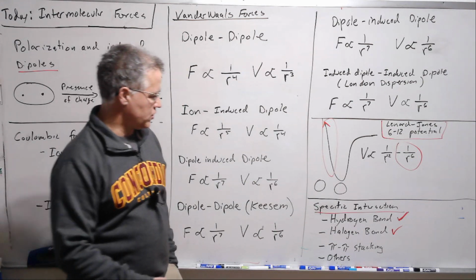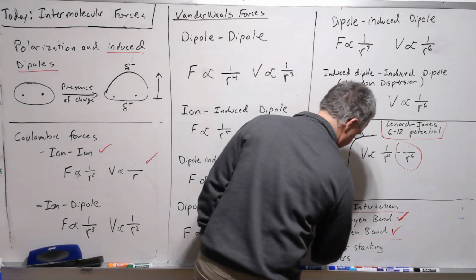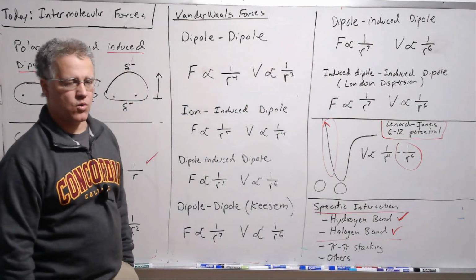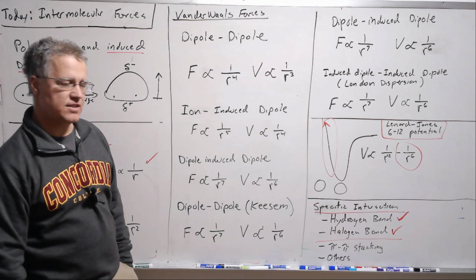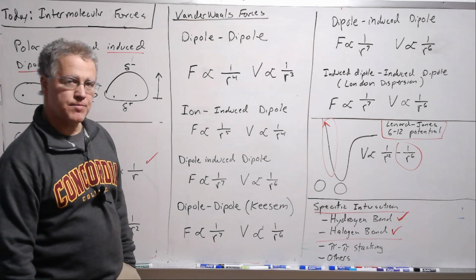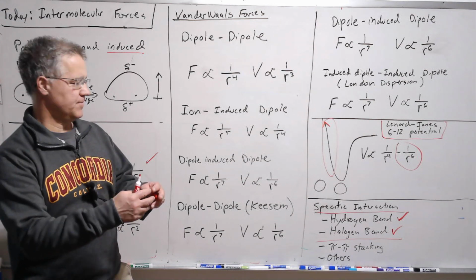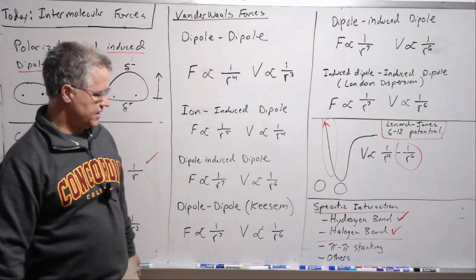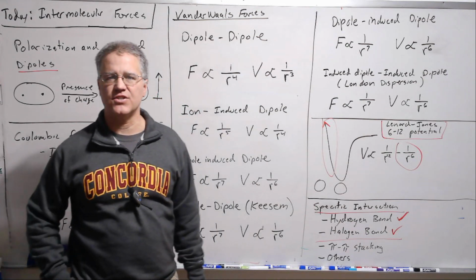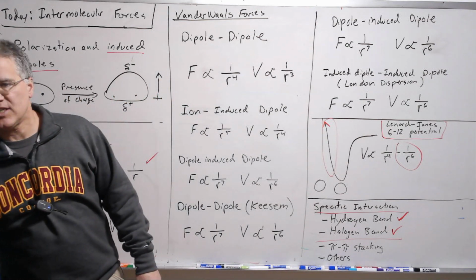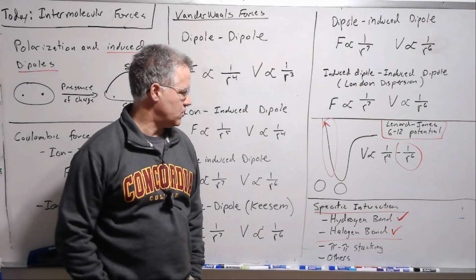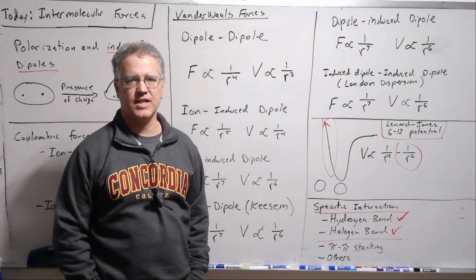Then there are other things we won't talk about, but you will if you end up taking a course in organic chemistry or some kind of synthetic chemistry. And that's a pi-pi interaction, so pi bonding orbitals can interact with each other. And there are other specific interactions as well that are really quite specialized in terms of what physical chemists study.